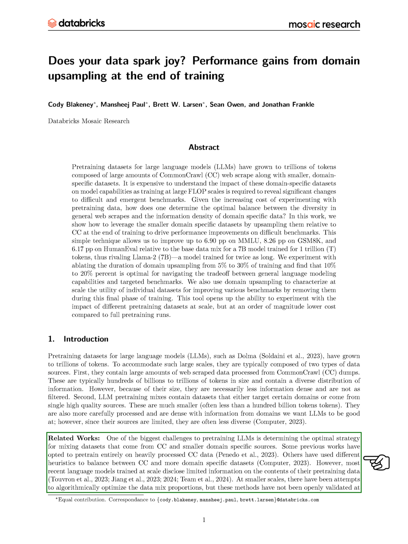One of the main challenges in pre-training LLMs is deciding how to mix datasets from CC and smaller domain-specific sources effectively. Some previous studies focused solely on CC data, while others tried to balance between CC and domain-specific datasets using different methods. However, most recent large-scale language models do not provide detailed information about their pre-training data. There have been attempts to optimize data mix proportions algorithmically at smaller scales, but these methods have not been widely validated for training modern language models.